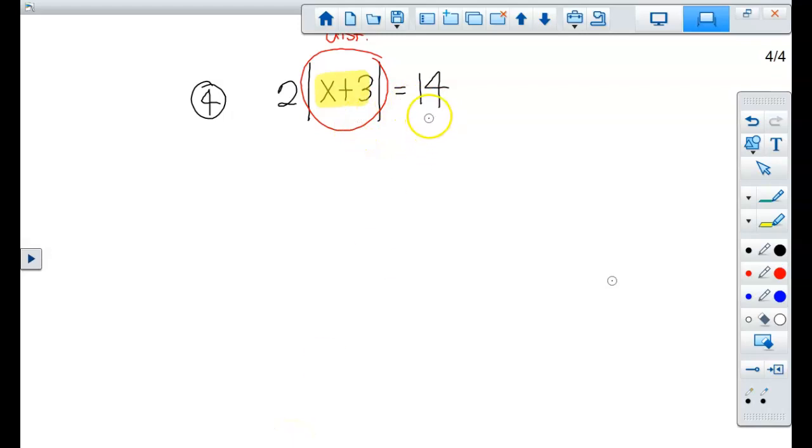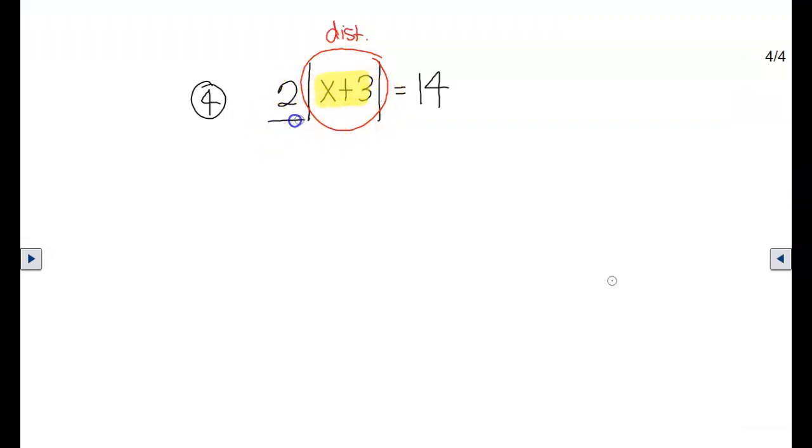So 14 is not my distance. 14 is 2 times my distance. That's what will give me 14. So I need to isolate this absolute value before I can continue. So to isolate the absolute value, we will divide by 2 to get rid of that 2. So that'll give us the absolute value of x plus 3 is equal to 7.